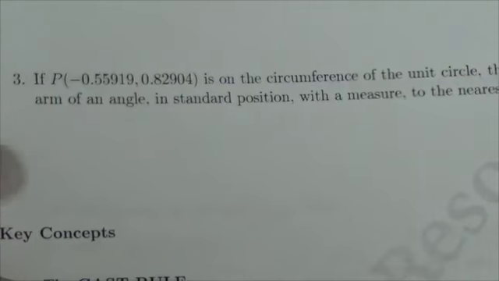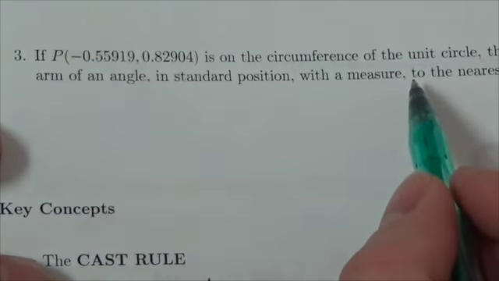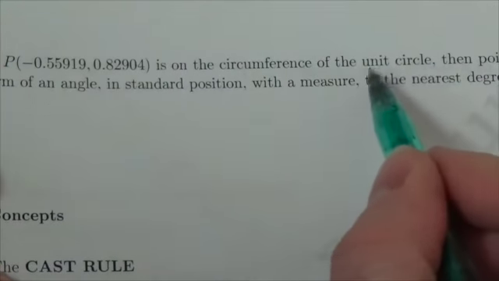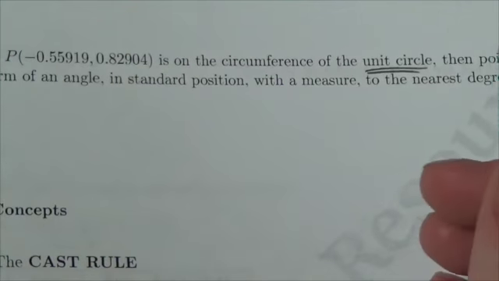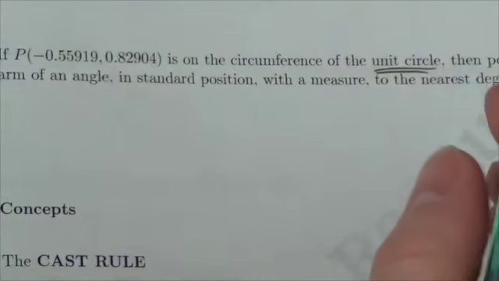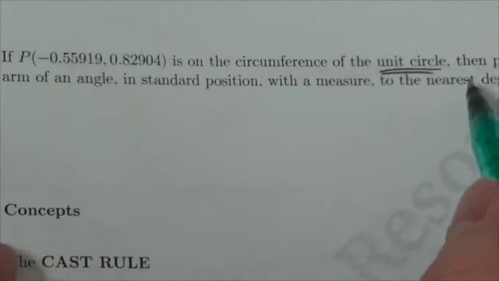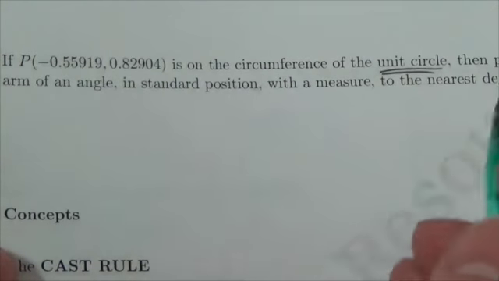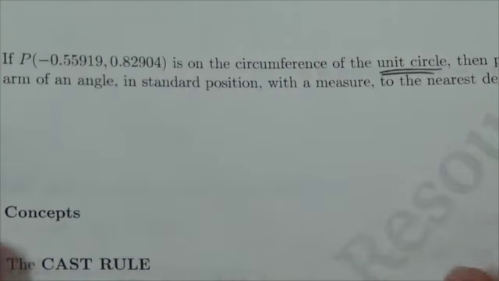This question here is giving me a point on the circumference of the unit circle. Okay, now that's important. When we're told that it's the unit circle, that is telling me something about the coordinates of that point there. It says then the point P lies in the terminal arm of an angle in standard position. What is that angle here?